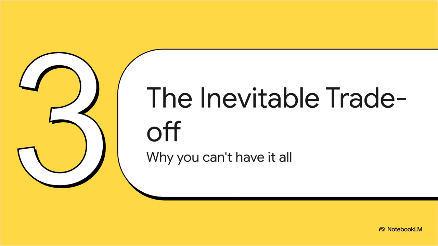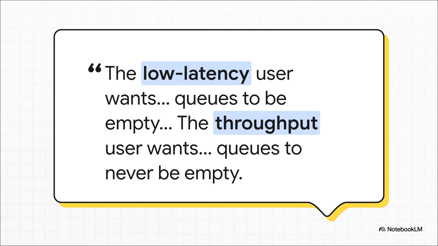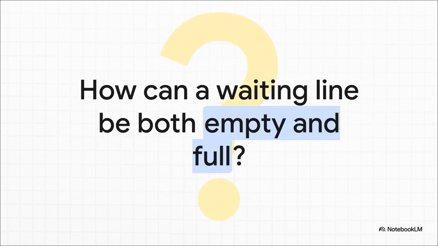And right there, that's it. An empty queue versus a full queue. That's the fundamental conflict. You just can't have both at the same time. And hey, don't just take my word for it. This is a huge deal for the folks who actually build these systems. The engineers at Google put it perfectly in their book on site reliability engineering. Low latency users want empty queues, and high throughput users want queues that are never empty. They are fundamentally opposed. Which brings us to a kind of impossible question.